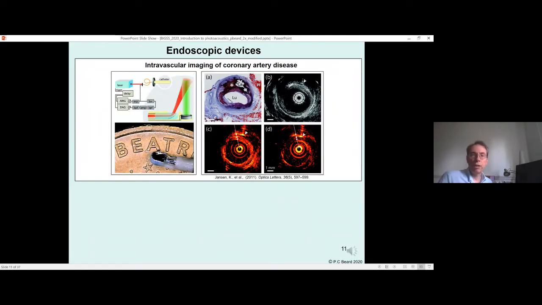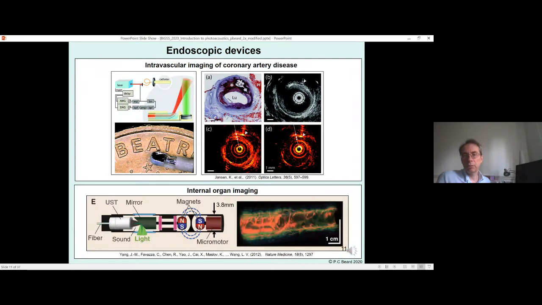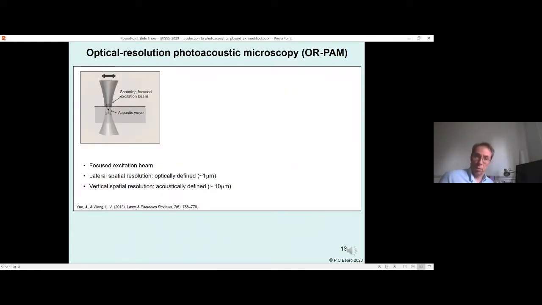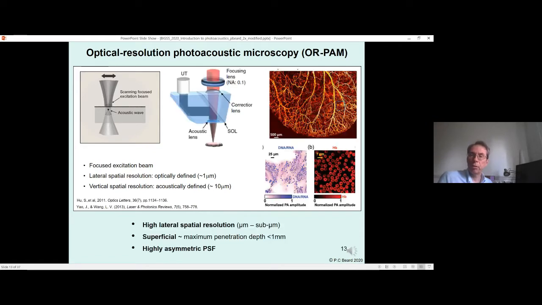Finally, there's a whole range of endoscopic devices that have been developed for imaging, for example, coronary artery disease or internal organ imaging. And then finally, there are the microscopy modes, acoustic resolution photoacoustic microscopy, which involves scanning a focused detector over the surface of the tissue. And then there's the optical resolution mode, which uses a focused interrogation beam to provide optical diffraction limited lateral resolution. So it can provide much higher resolution than the other modes of photoacoustic imaging, albeit only to a depth of a millimeter or so, as it relies on unscattered photons to form the image. Okay, so that's a very quick overview of what I covered in the talk, and I'd be happy to take questions.